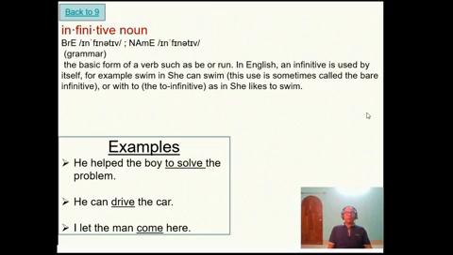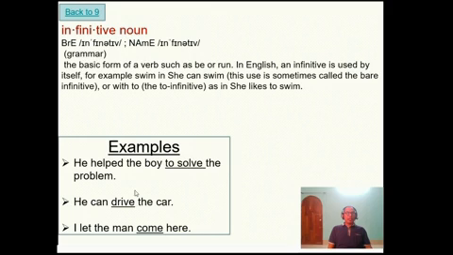Infinitive may be zero infinitive or bare infinitive or to infinitive. Here you find some examples. He helped the boy to solve the problem. Here to solve is infinitive, and this is to infinitive.